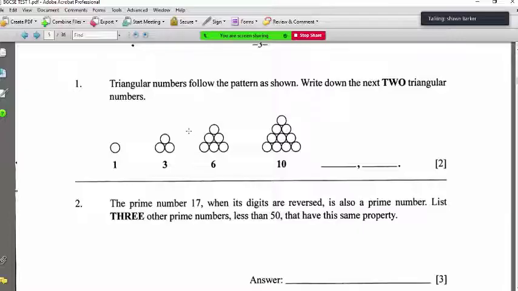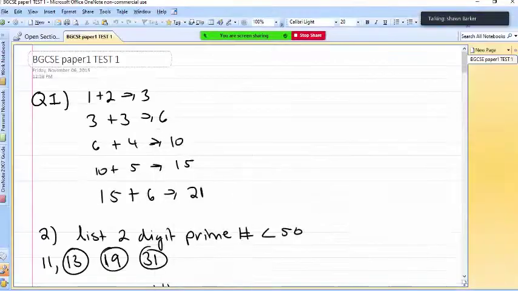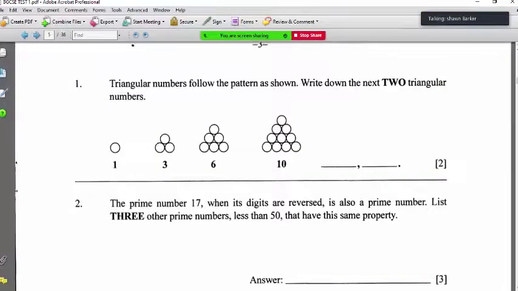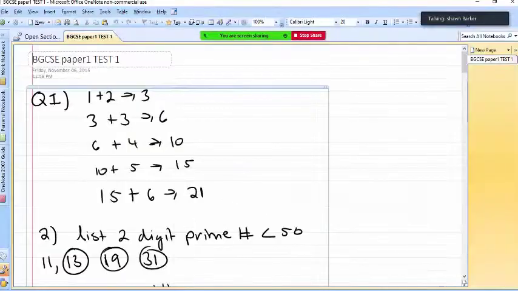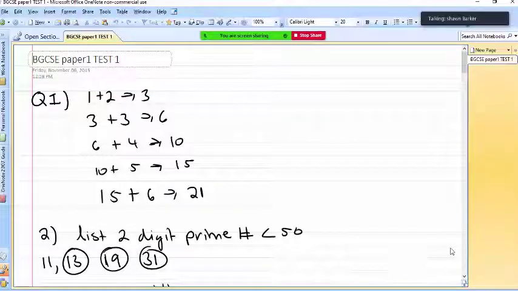The first problem says, we have triangular numbers that follow the pattern as shown. Write down the next two triangular numbers. If you look, you can see a pattern going on here. We have 1, 3, 6, and 10. So I'm starting off with 1. How do I get to 3? What did I have to do to get to 3? Well, you added 2 to get 3. Okay, so you now have 3.